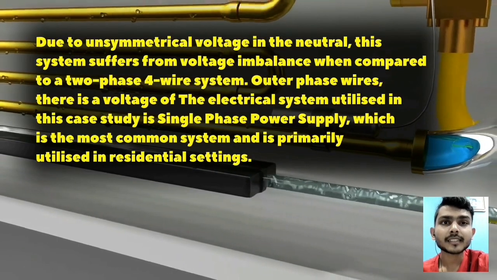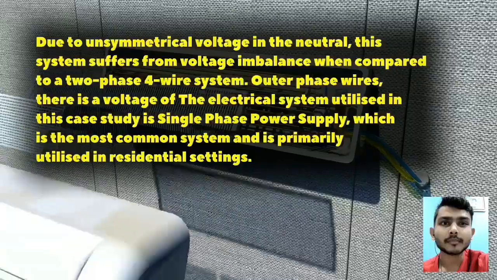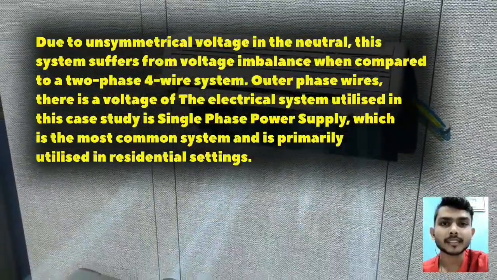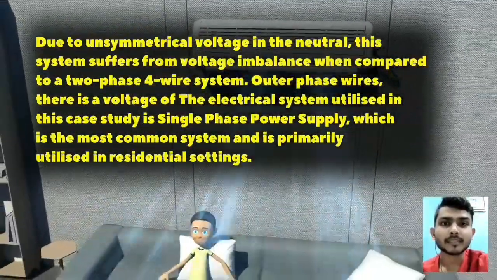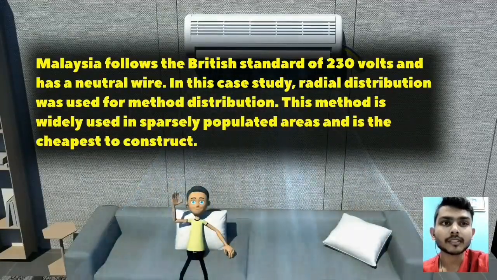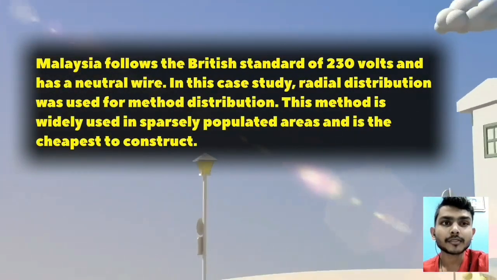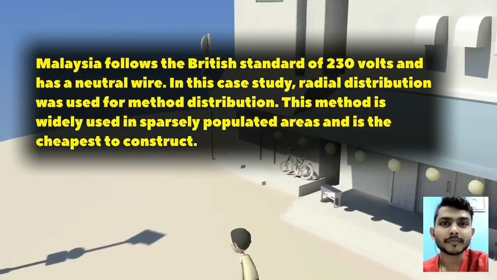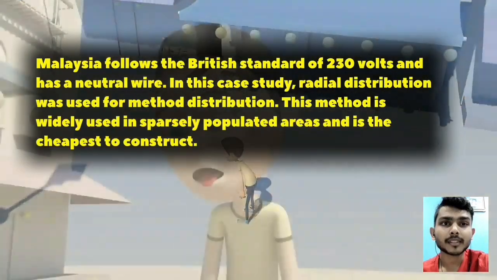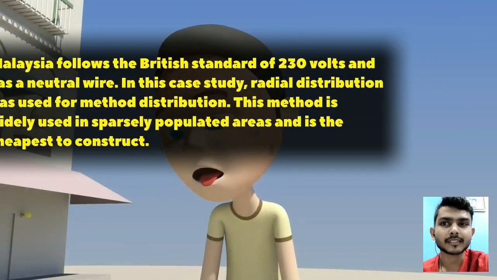The electrical system utilized in this case study is a single-phase power supply, which is the most common system and primarily utilized in residential settings in Malaysia. Malaysia follows the British standard of 230 volts and has a neutral wire. In this case study, radial distribution was used as the method of distribution. This method is widely used in sparsely populated areas and is the cheapest to construct.